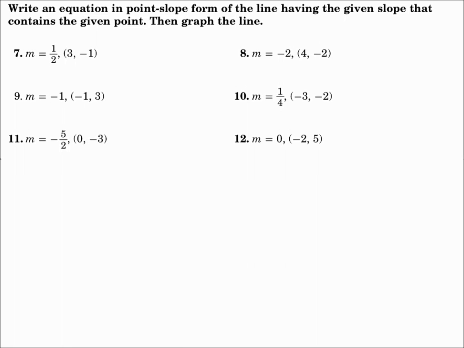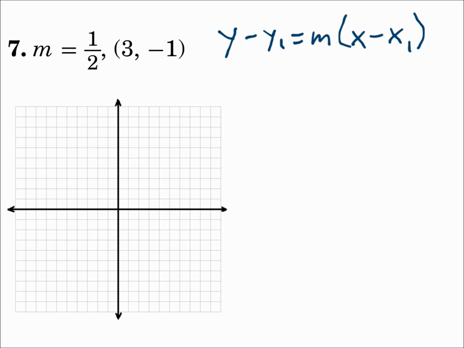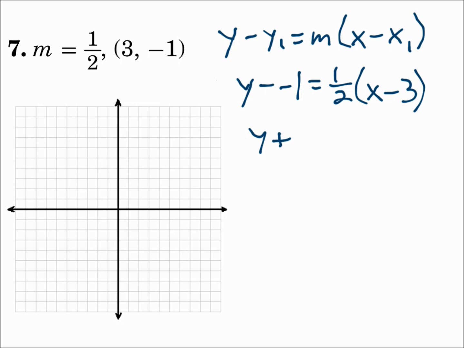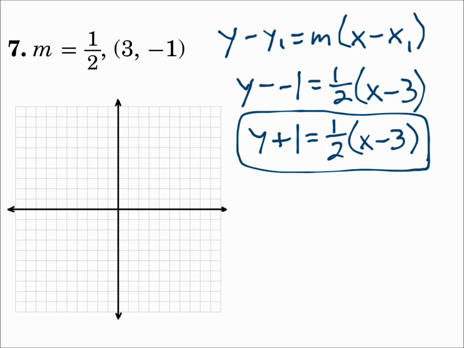Write an equation in point-slope form of the line having the given slope that contains the given point. Then graph the line. Number 7. A line with a slope of 1/2, and it goes through the point 3, negative 1. Well, 3 is your x1, negative 1 is your y1. So let's substitute in. y minus y1, which is negative 1, equals m, which is 1/2, parentheses, x minus x1, which is 3. Now simplify it. Instead of saying y minus negative 1, say y plus 1. And that's point-slope form.